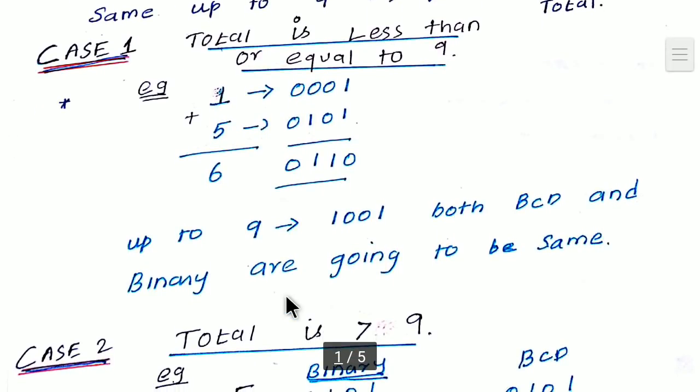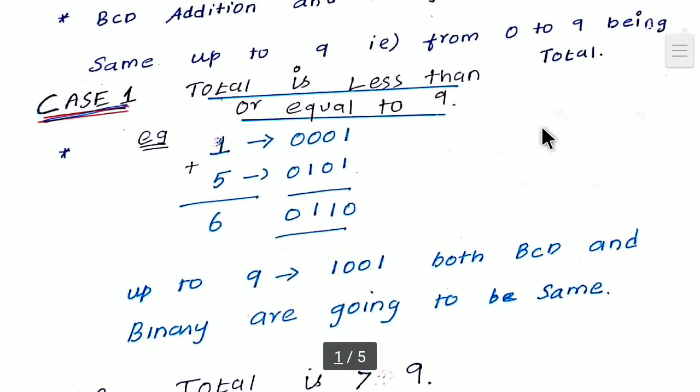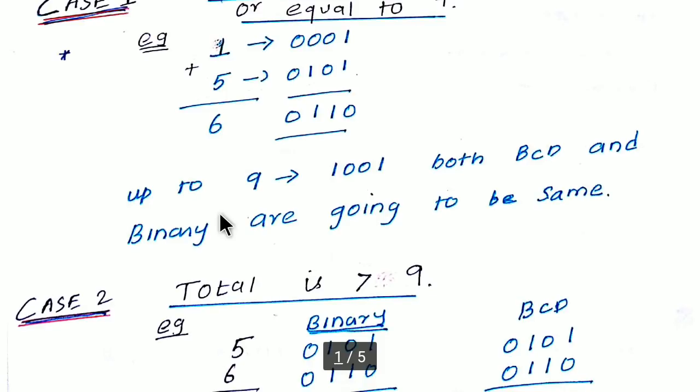When it is greater than 9, obviously we have to add something. First I will teach you this one. In this example I have added 1 plus 5, where the output is 6. As it is BCD, it is going to have a 4-bit value. So I denote my 1 as 0 0 0 1 and my 5 as 0 1 0 1. When I add this, 1 plus 1 is 10, so 0 1 1 0, which is nothing but 6. This is the same for BCD as well as binary.